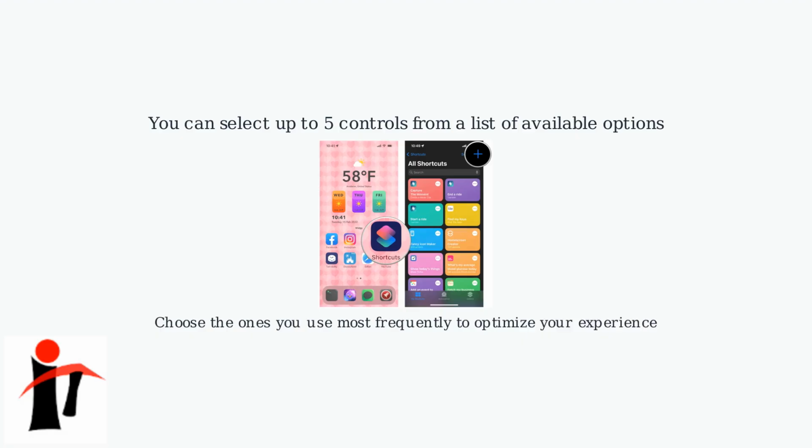Select the 5 controls you use most frequently. For example, if you often adjust climate settings and check security, prioritize those. This customization optimizes your experience by putting the most important features at your fingertips.